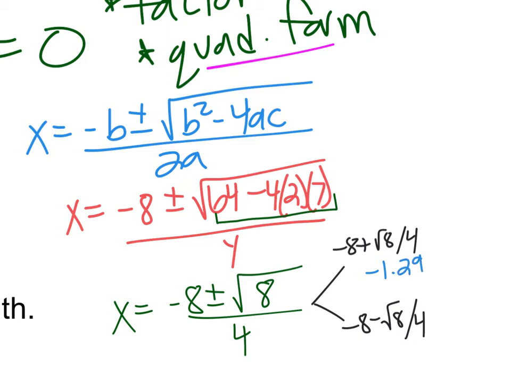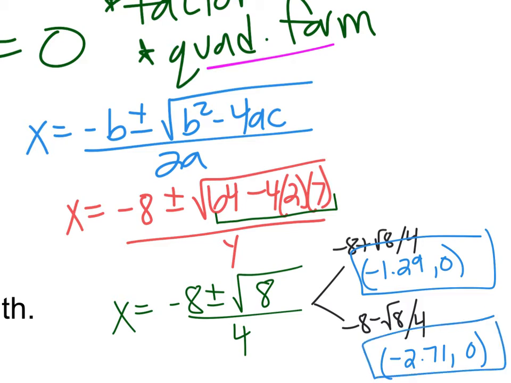And since this is a 0, we want to write that as an ordered pair. So that's our x value. Our y value is 0. And if you do negative 8 minus root 8 and divide it by 4, you get negative 2.71 and 0 for the y value. So those are the two values we'll put on our graph. These are our two x-intercepts.